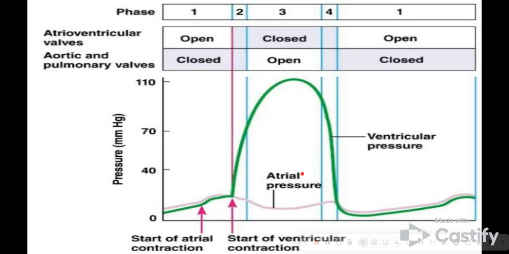It's also important to understand the definitions of systole and diastole. Systole refers to ventricular contraction, and diastole refers to ventricular relaxation.